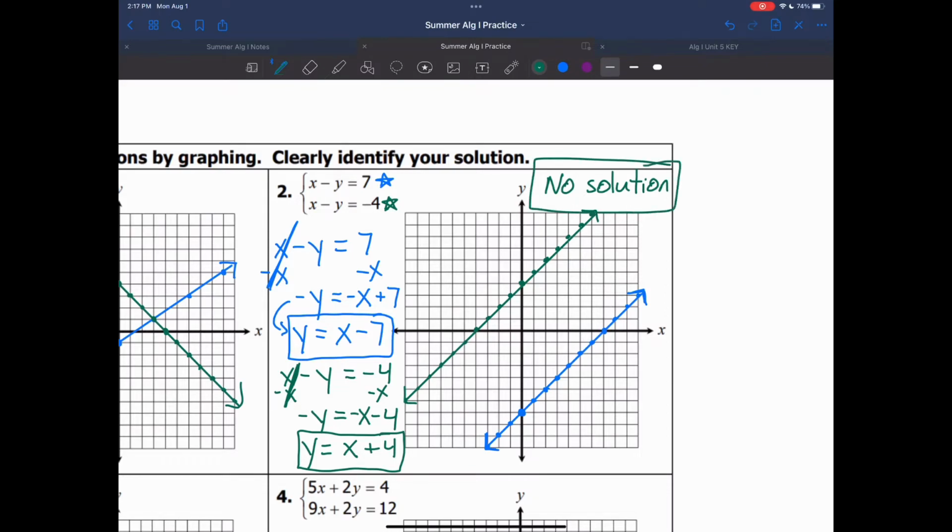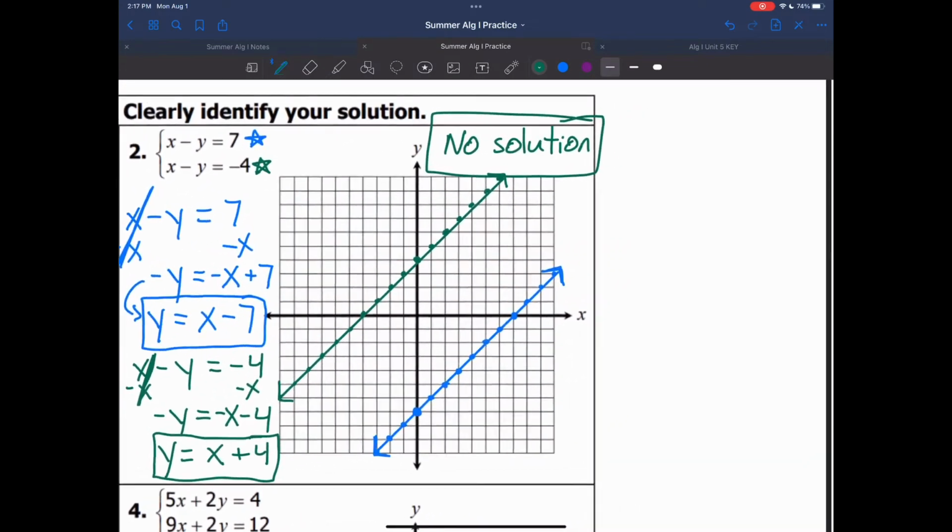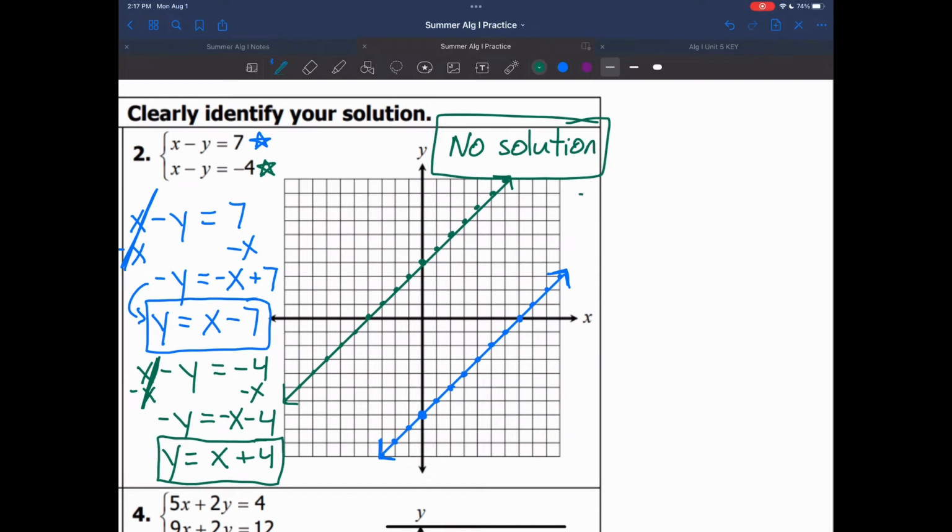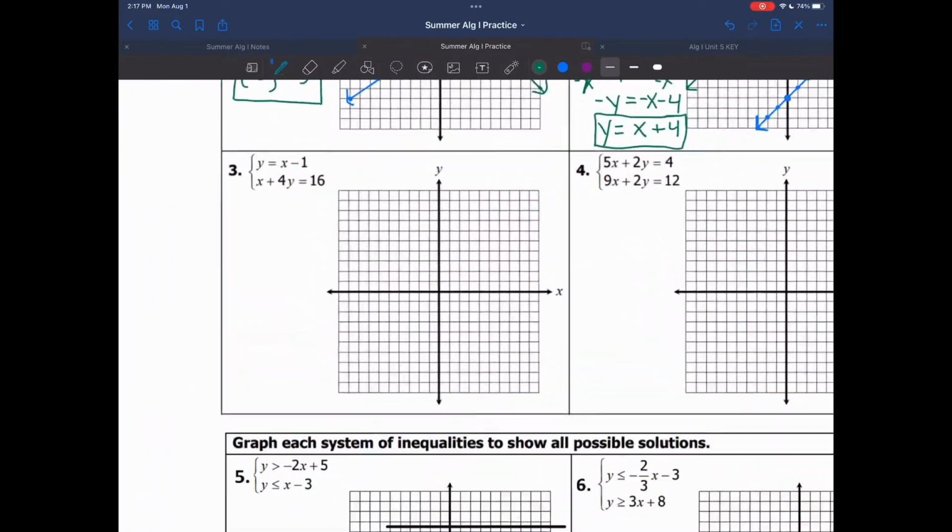Good. Okay. Or technically, if you know the symbol for it, you could do the circle with the line through it. But most likely your teacher will just write out no solution. All right, let's try number 3.